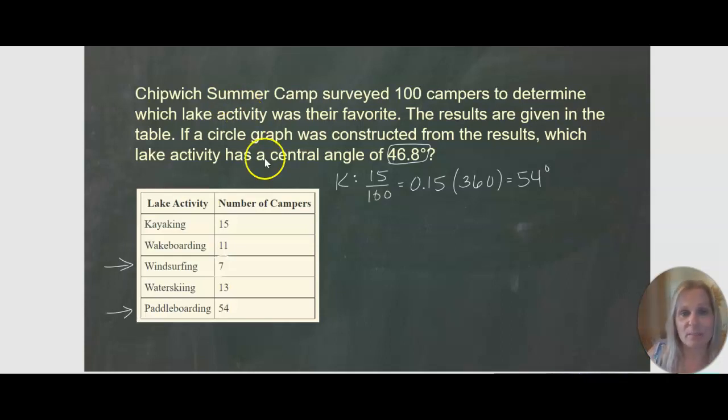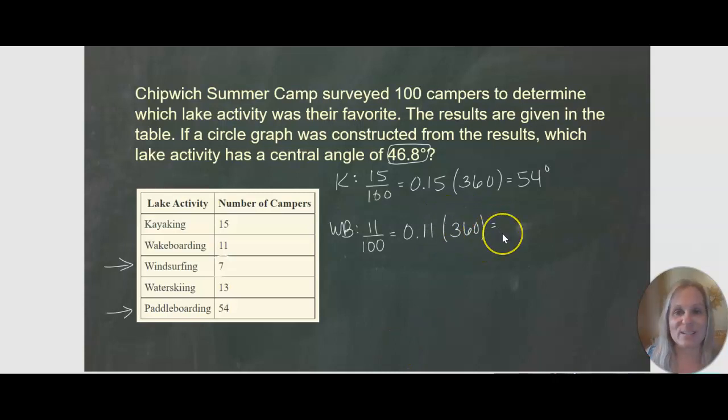So let's try them. So wakeboarding is 11 out of 100, which is 0.11, 11 hundredths. Let's multiply that by 360 and see what we get. Oh, that one is too small. That one is 39.6 degrees. So that leaves water skiing.